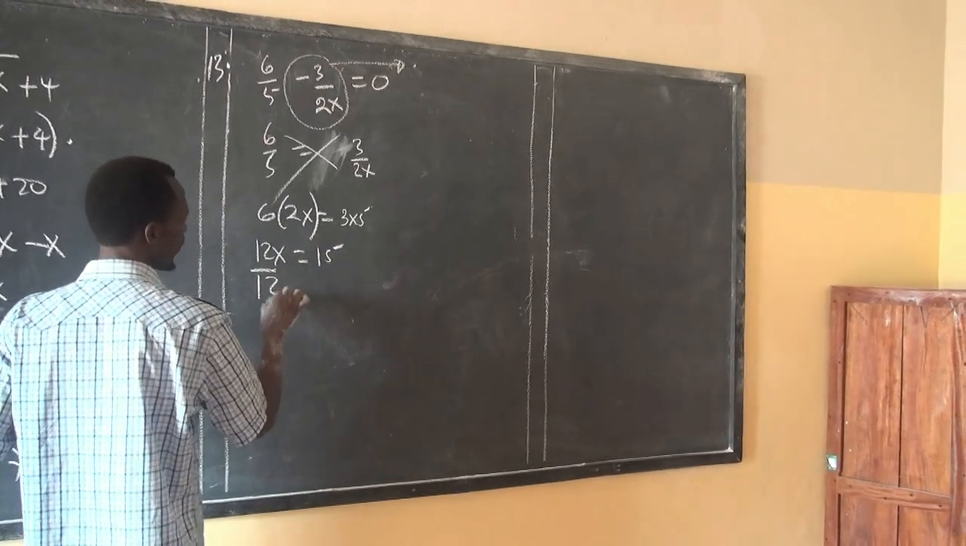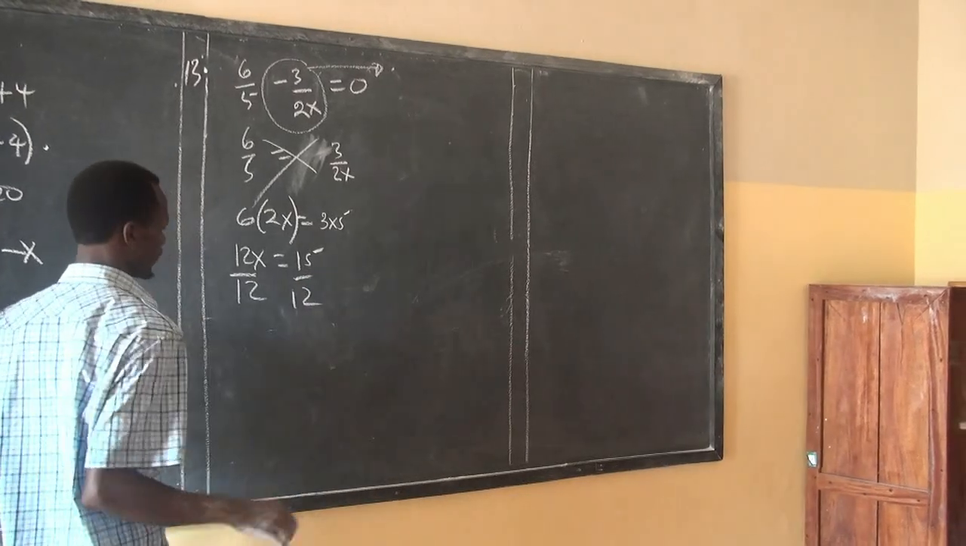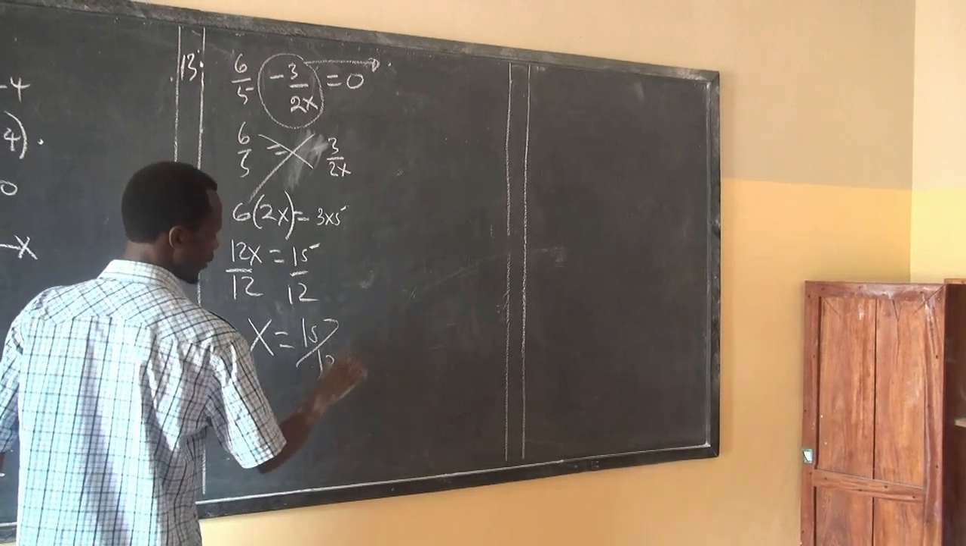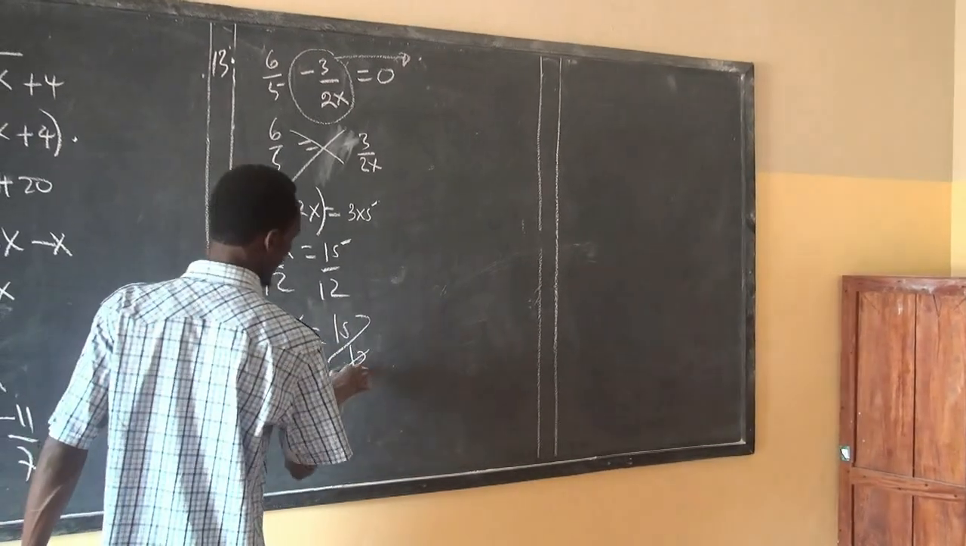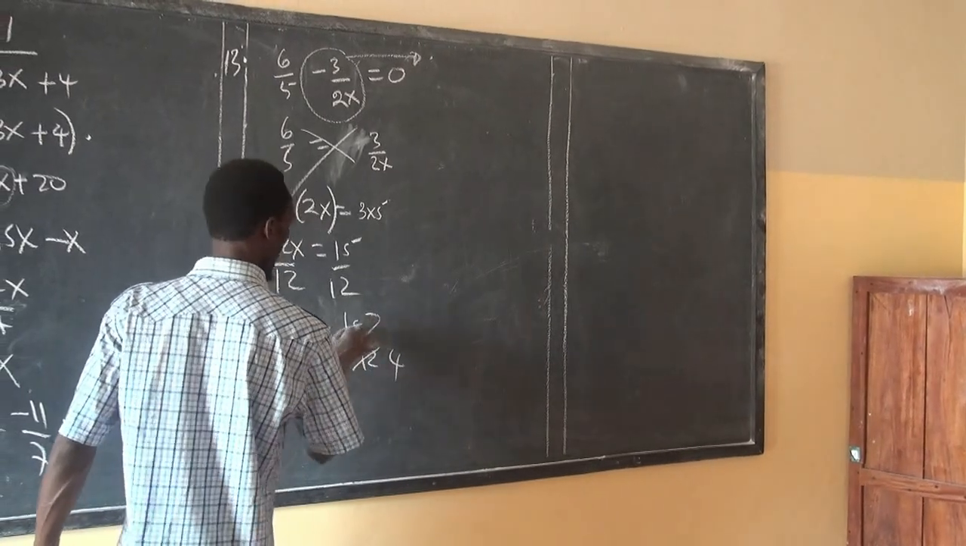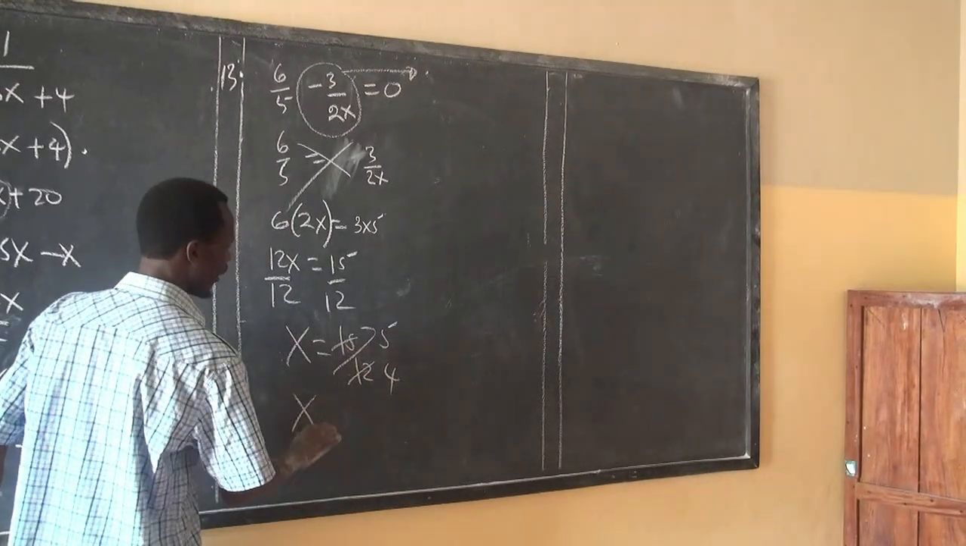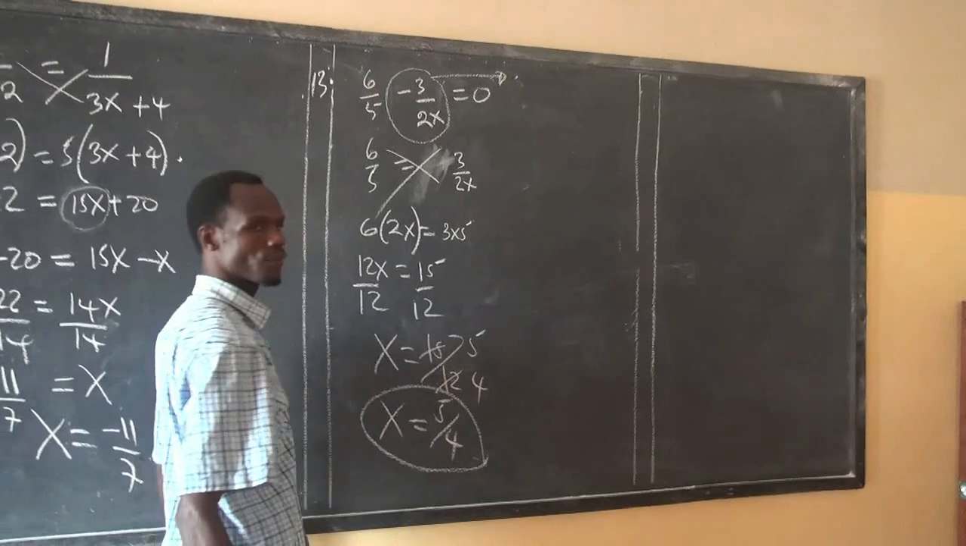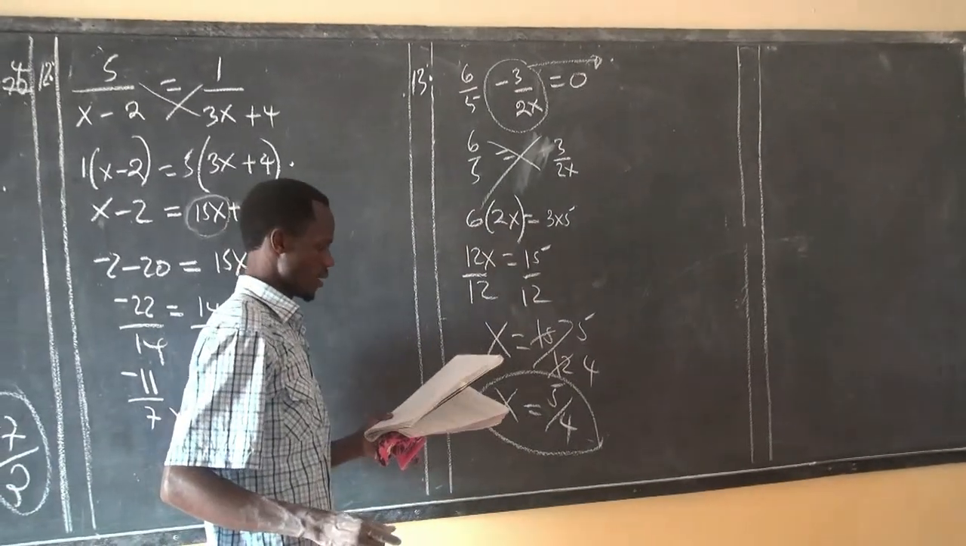You divide by 12. Now x is equal to 15 over 12. Let us simplify. By 3 here, 4. By 3 here, 5. Now x is equal to 5 over 4. This is the value of x. Are you together?